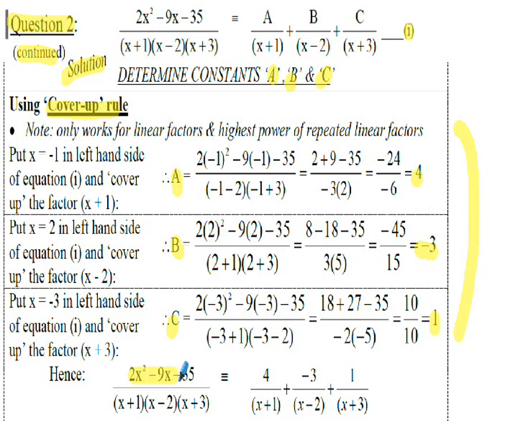So the compound fraction we were originally given in the question is now resolved into partial fractions of 4 upon x plus 1 plus negative 3 upon x minus 2 plus 1 upon x plus 3. Just note for reference, we could actually change the sign here to negative if we make the sign here effectively positive.